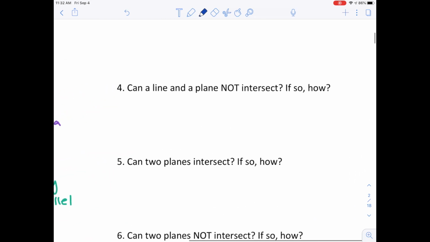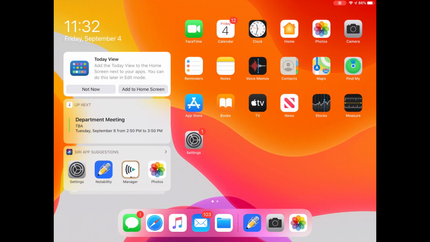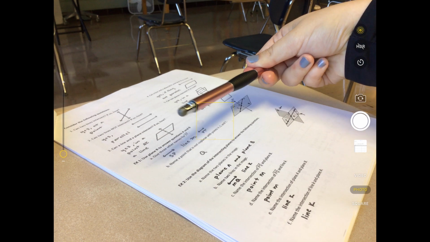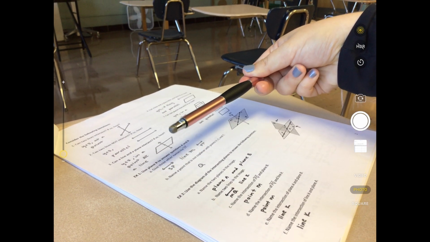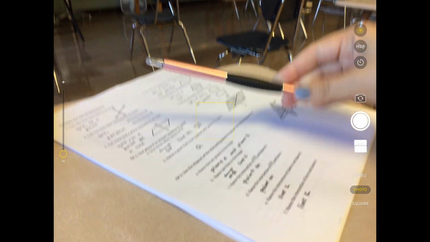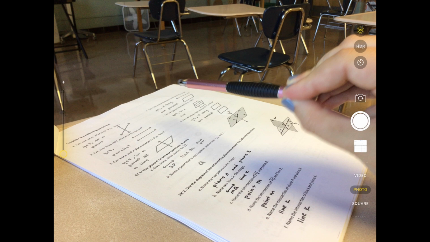Okay, keep going. Can a line and a plane not intersect? If so, how? So again, let's go to the camera. This is a piece of paper, and here's a line. One way that you could have them not intersect is you can just hold the pencil or the stylus over the piece of paper. Do you see that? So that is one way where you can get the line and a plane to never intersect with each other.